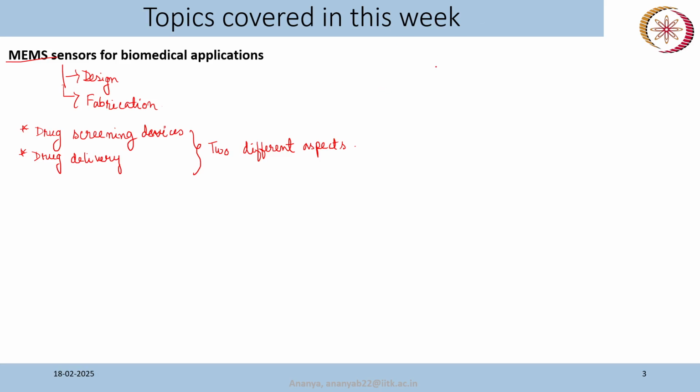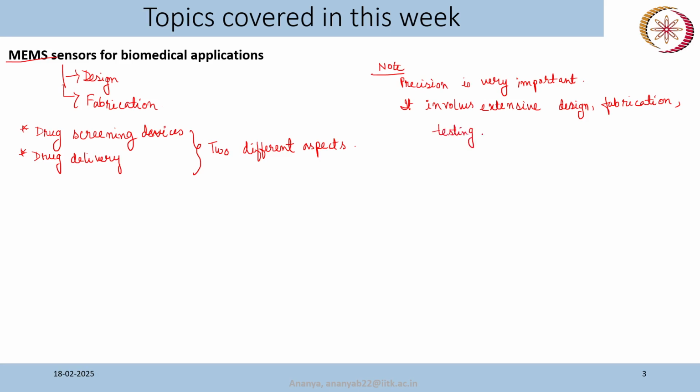Okay, I'll make a note here. Precision is very, very important for biomedical application, and it involves extensive design, fabrication, testing, and calibration. So you know what calibration is.